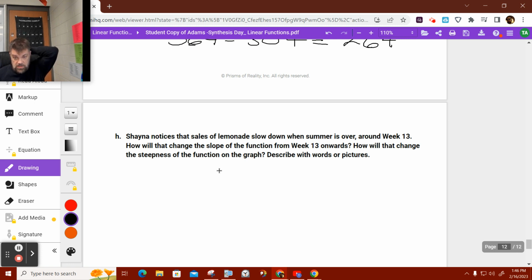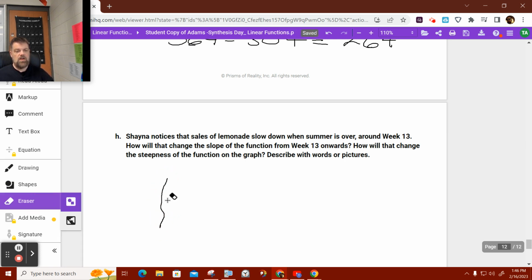H says that her sales over the summer are over around week 13. How much does the slope change after week 13 and onwards? How will the steepness of the function change, in other words? Do this in graphs and pictures. So they want you to draw a graph of what it will look like. So I'm going to draw a graph.